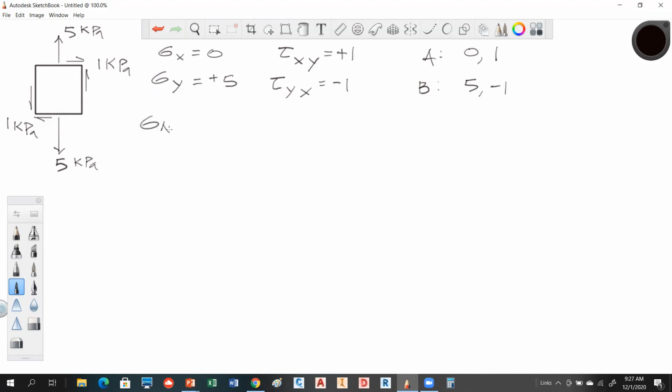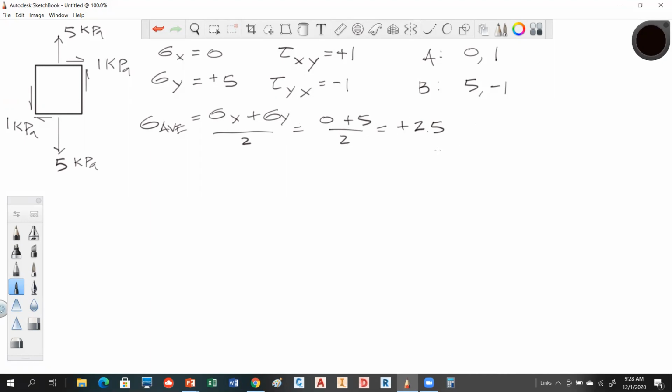So C is related to the average. We need to calculate the average normal stress, which is normal in the X plus normal in the Y divided by 2. Normal in the X is 0 plus 5 divided by 2 gives me +2.5. Now you do have to consider signs. If this was a -5, you would have -5 divided by 2, so this would be -2.5.